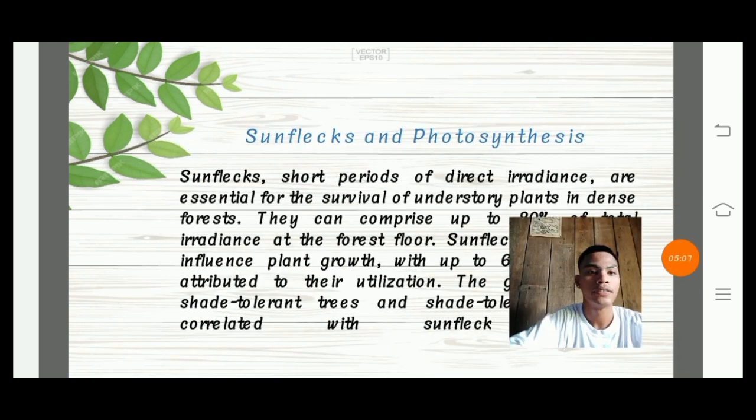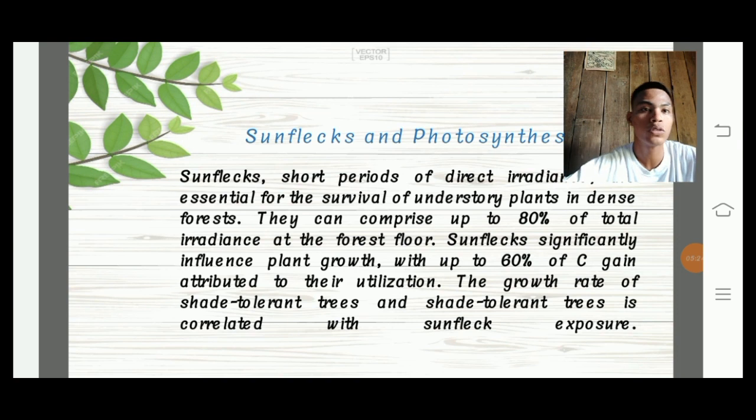And the next is sunflecks and photosynthesis. Sunflecks, short periods of direct irradiance, are essential for the survival of understory plants in dense forests. They can comprise up to 80% of total irradiance on the forest floor. Sunflecks significantly influence plant growth, with up to 60% of carbon gain attributed to their utilization. The growth rate of shade tolerant and shade intolerant trees is correlated with sunfleck exposure.